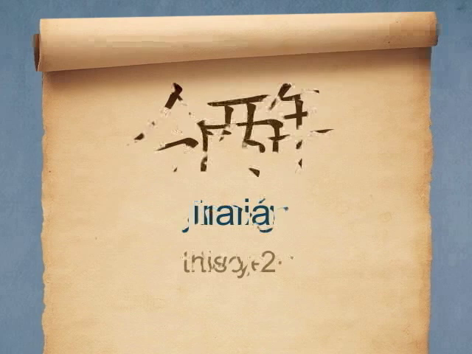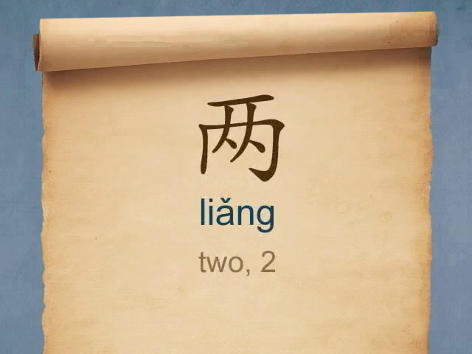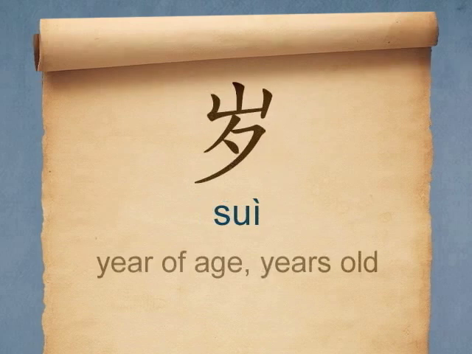Next, let's learn 两. 两 has a third tone. Listen. 两. Now, repeat after me. 两两两. The word 岁 has a fourth tone. Listen. 岁. Now, repeat it after me. 岁岁岁. 好。Now I'll say the whole sentence for you.